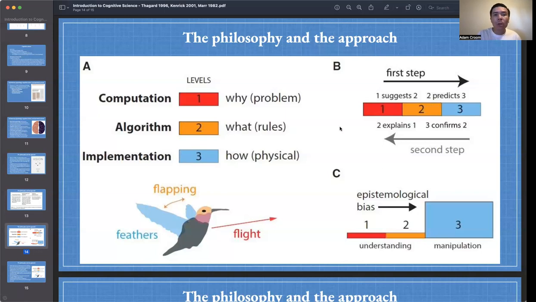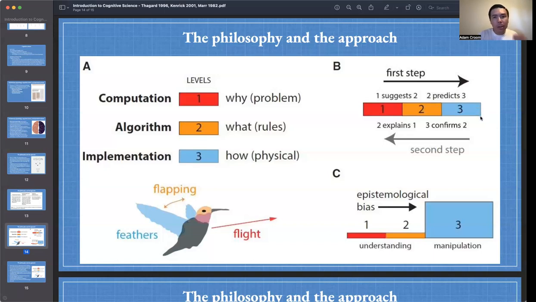Two, the rules predict the implementation, right? So now that I know that flapping must be accomplished in order to fly, I have to look for some part of the machine that can do that, that can implement that procedure. And boom, I see that the feathers can serve as the material instantiation or implementation for that rule-based program. Okay, so sweet. 2 predicts 3, right?